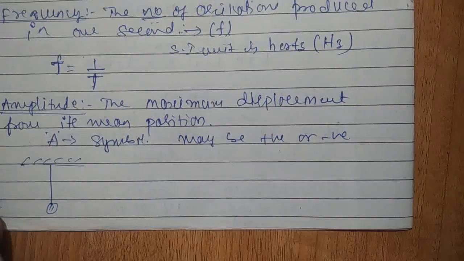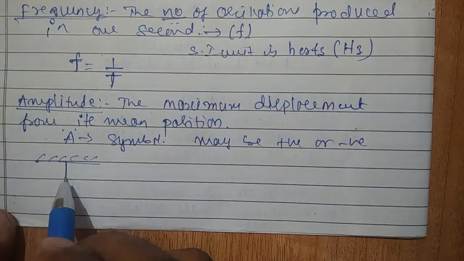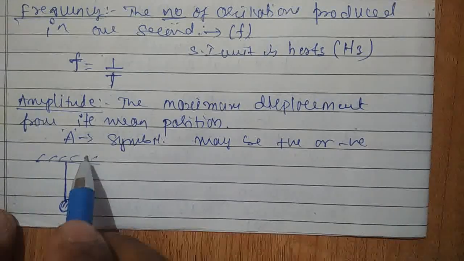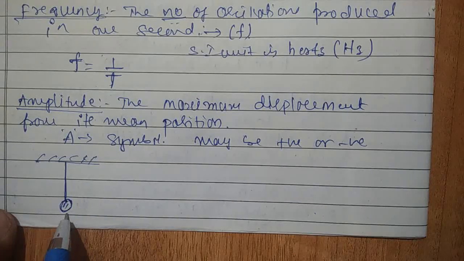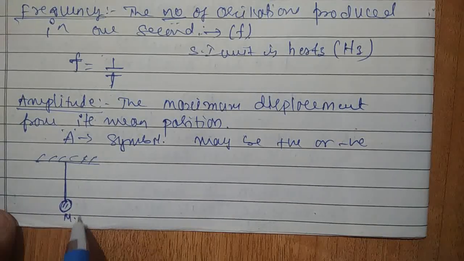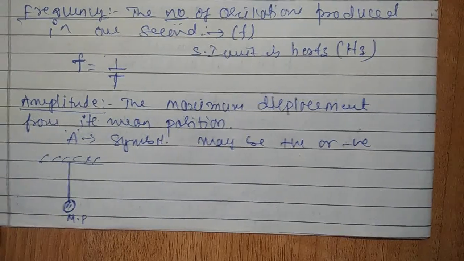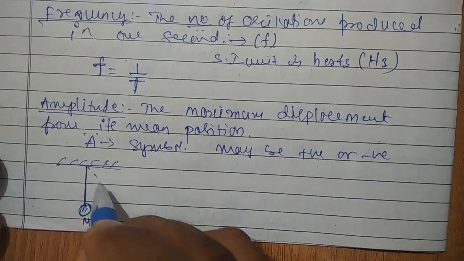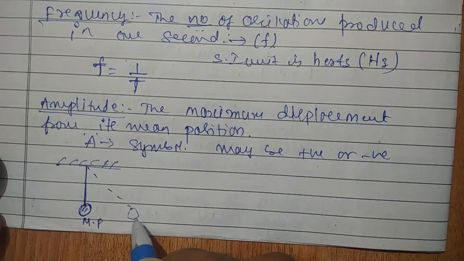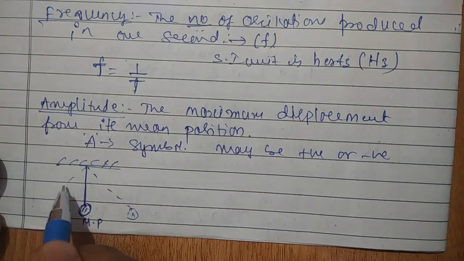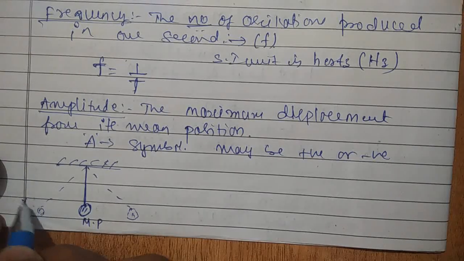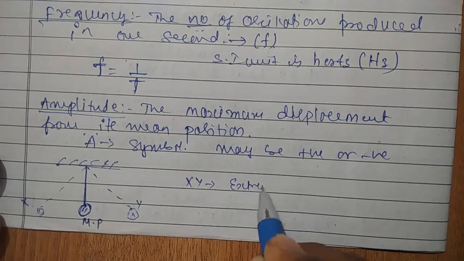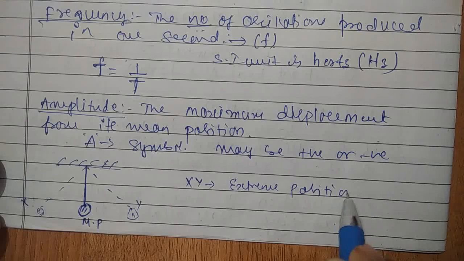For example, let us consider the simple pendulum. Here this is your inextensible string and this is the bob which is attached to it, and the entire thing is tied to a rigid support. At this point the bob will be at rest, correct? This is what we call the mean position. Mean position is also sometimes termed the rest position. Now if I allow the simple pendulum to oscillate, it will produce to and fro motion, correct? These 2 points, one is x and another is y, are called the extreme positions.